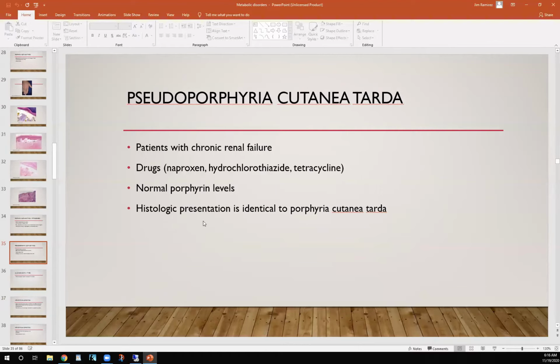So I'll mention pseudo-PCT really quickly because often we'll see this on the differential diagnosis, and histopathologically it's really identical to PCT. Pseudoporphyria and PCT will show near identical presentations histologically. So don't ask us to tell the difference, because under the microscope we can't. It's going to be, again, a CPC. These are patients with chronic renal failure, maybe they've taken some of the drugs that can incite this condition. But the big thing is these patients have normal porphyrin levels, and that's a helpful distinguishing feature. But again, histology is identical to PCT.